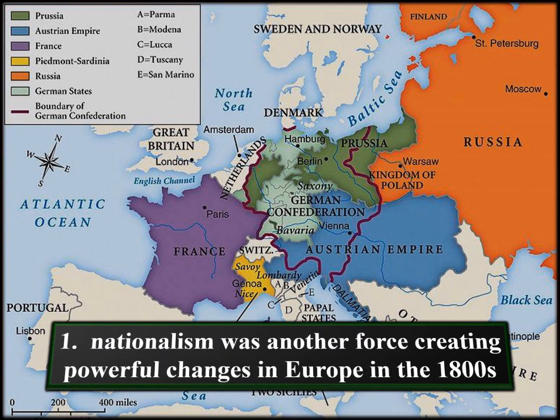Nationalism was another force creating powerful changes in Europe in the 1800s. So what we've been talking about is how classical liberalism and classical conservatism clashed a bit in the early half of the 19th century. But by the time we get to the second half of the 19th century, we see nationalism coming to the forefront, and that being the galvanizing movement that causes change to happen.